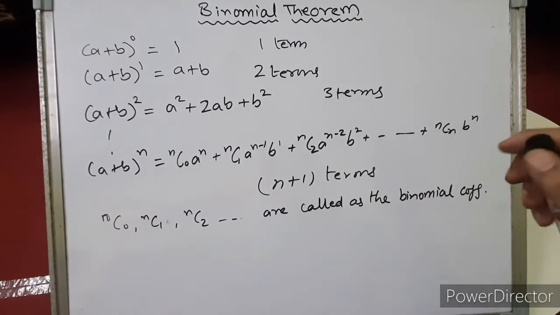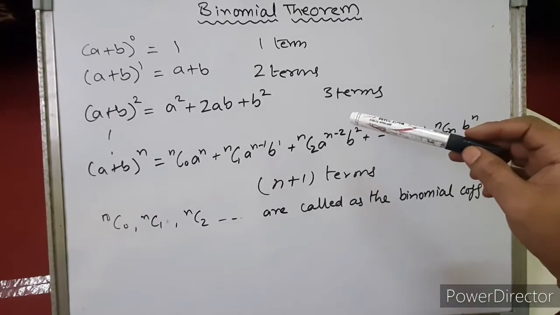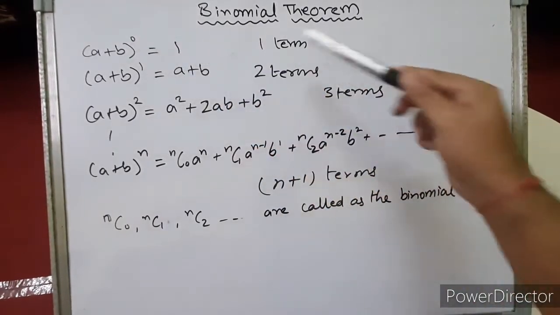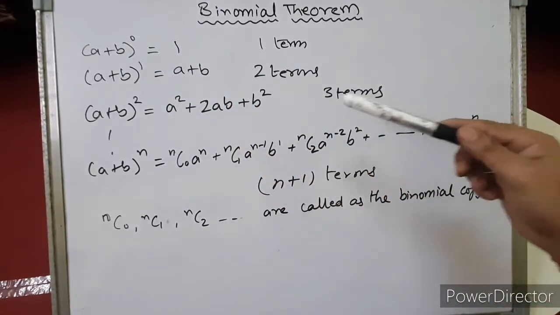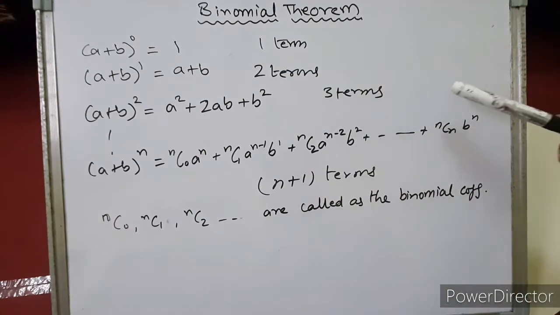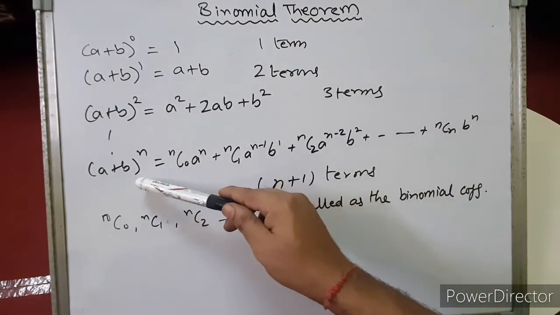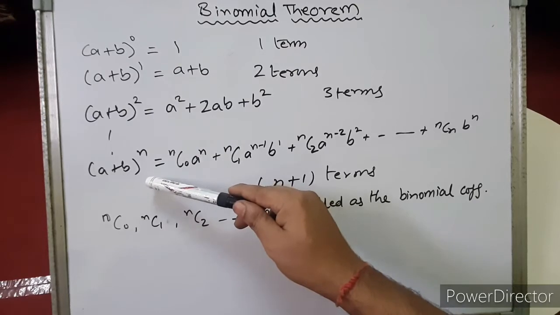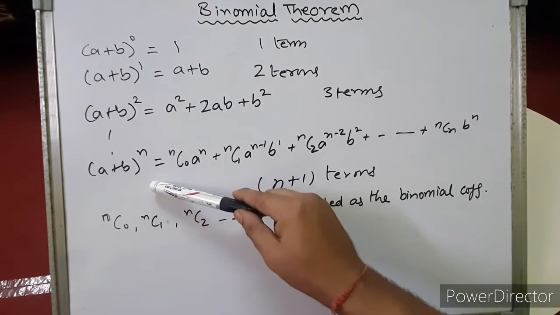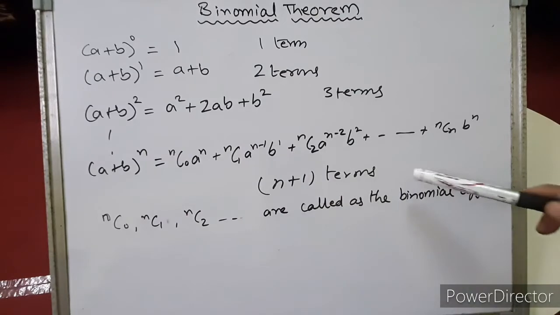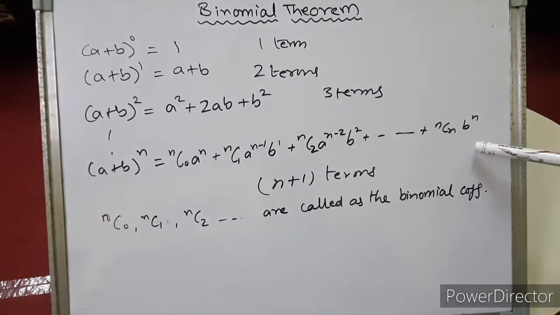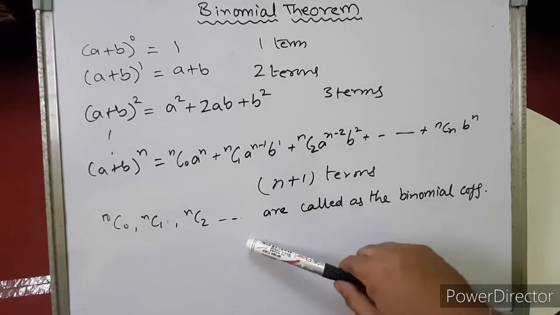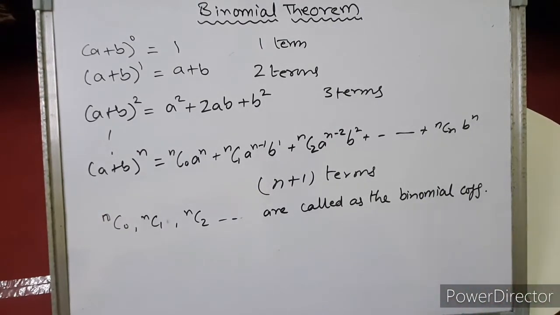So the number of terms in the expansion is one more than the power. When the exponent is 0, we get one term. When the exponent is 1, we get two terms. When the exponent is 2, we get three terms. When the exponent is 3, we get four terms. So when it is a plus b to the whole power n, that means the exponent of the binomial expression is n, then the number of terms will be n plus 1. So this expression has how many terms? N plus 1 terms. And this nc0, nc1, nc2 are called the binomial coefficients. Alright. Note down please.